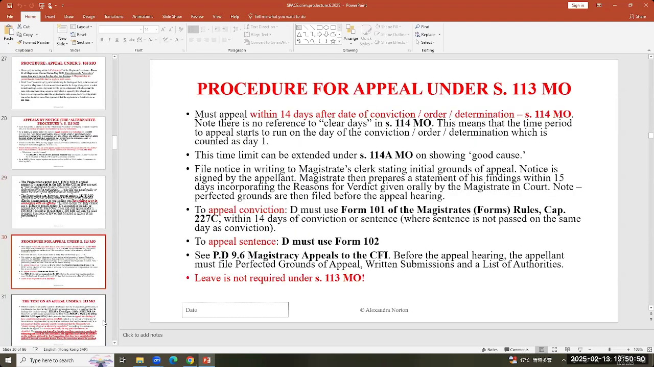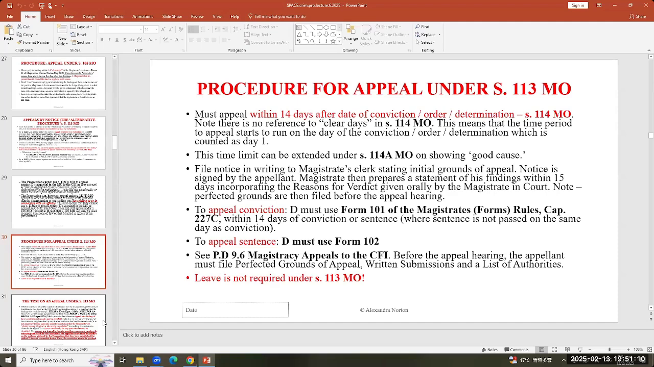So how do you appeal under 113? The language is different. Section 105 refers to you have to appeal within 14 clear days. But Section 113 has no reference to clear days. It just refers to 14 days.